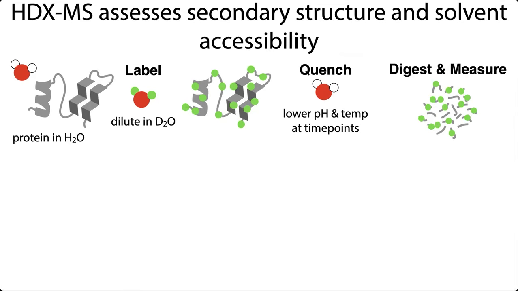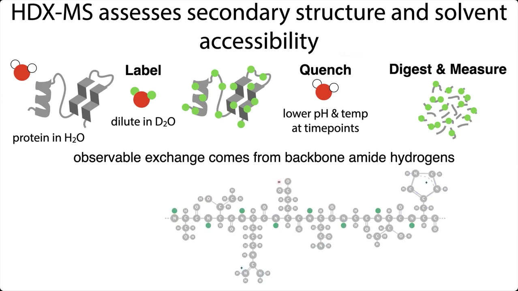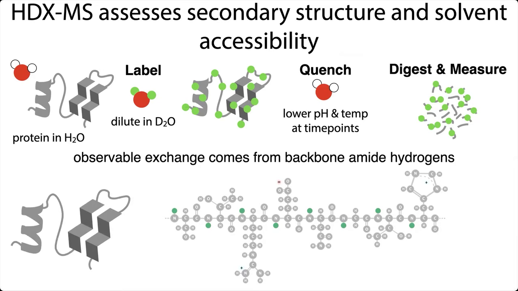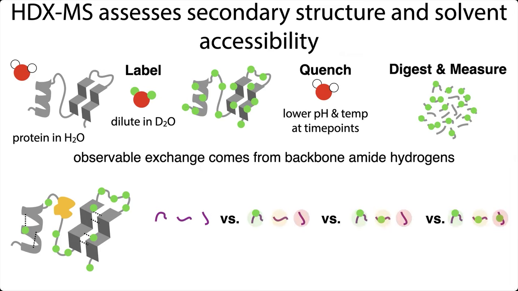Then you stop the labeling, cut up the protein, and do that mass spectrometry we were talking about earlier. The observable exchange is going to come from those backbones. The ones in the side chains are going to exchange back too quickly when you go to measure things, and the ones on carbons are not going to be exchangeable because it would be too slow. Over time, you're going to label more and more of the protein depending on its secondary structure and solvent accessibility. And regions of the protein that were bound to something will be protected as well.